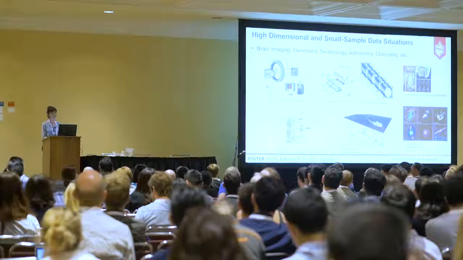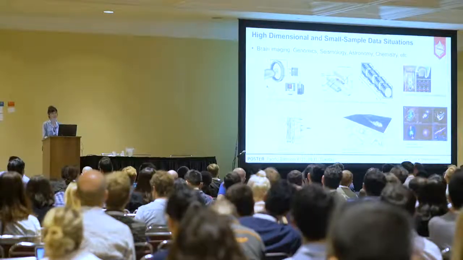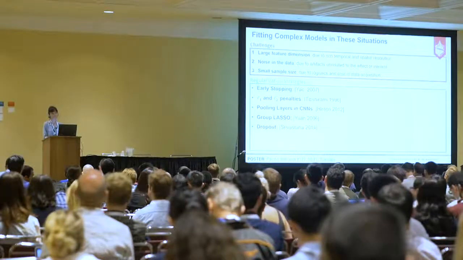High dimension and small sample data situations are common in fields such as brain imaging, genomics, seismology, astronomy, chemistry, etc. And fitting complex models in these situations can be challenging because, first, the feature dimension can be large due to rich temporal and spatial resolution. Second, there might be noise in the data due to artifacts unrelated to the effect of interest. And also, the sample size is typically small in these situations due to logistics and cost of data acquisition.